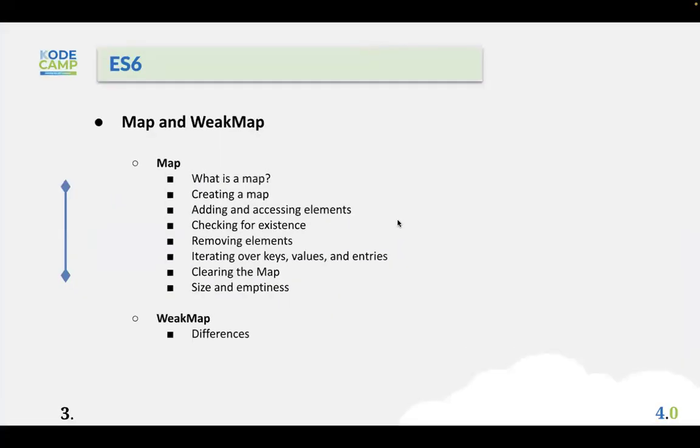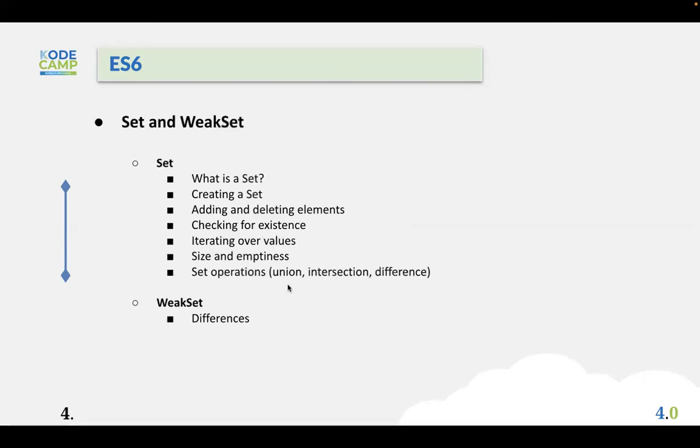Okay, so any questions on Map or WeakMap, or Map and WeakMap combined? Any questions so far? Okay, in the absence of any question, let's move forward and look at sets and weak sets. But in case you have any questions, you can go ahead and raise your hand so we can try to address your questions. So let's move over to sets and weak sets.